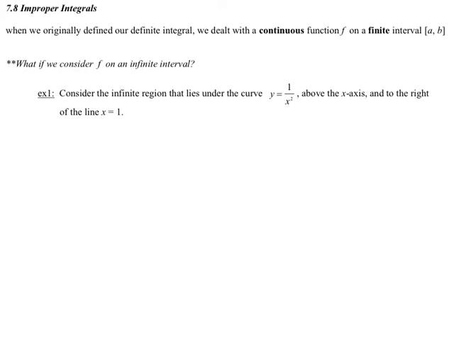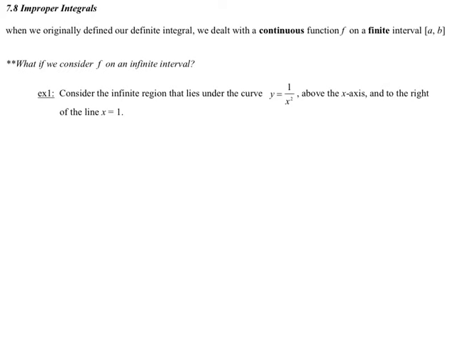Okay, so we're going to talk about improper integrals. What makes an integral improper is when we contradict what we originally set forth as the guidelines for an integral. When we originally defined our integrals, we dealt with a continuous function on a finite interval. So we're going to talk about what if our function isn't continuous and what if it's not on a finite interval. Okay, so we're going to start by talking about an infinite interval.